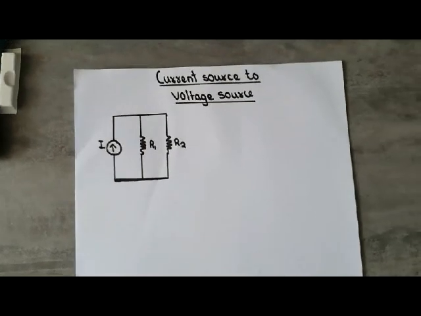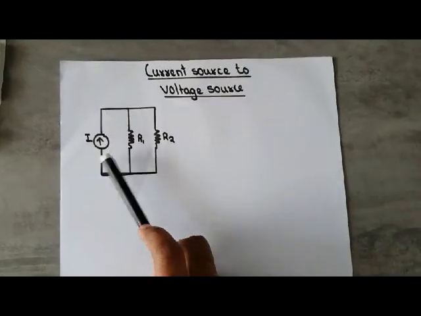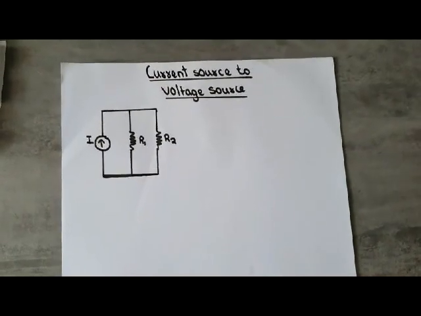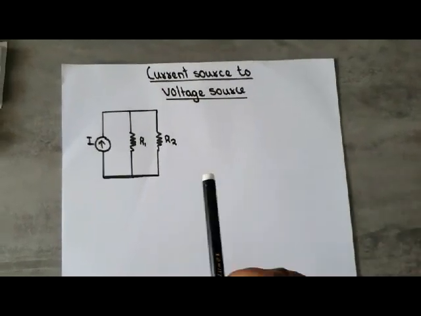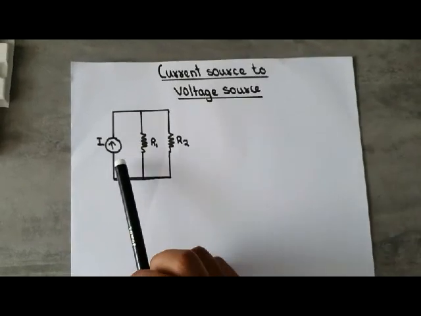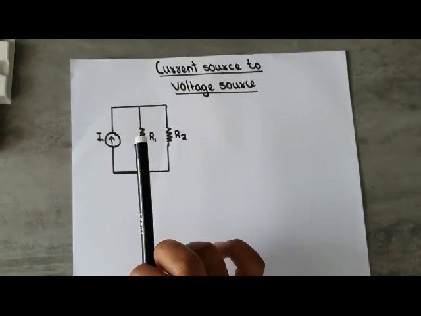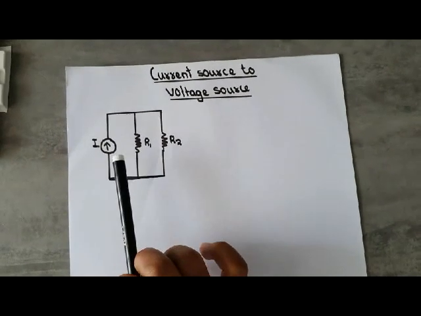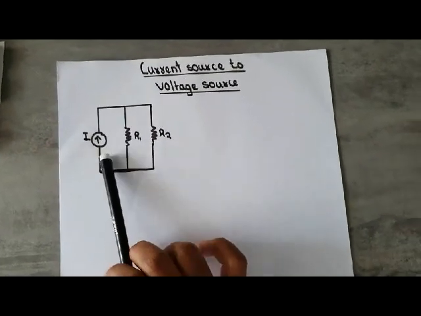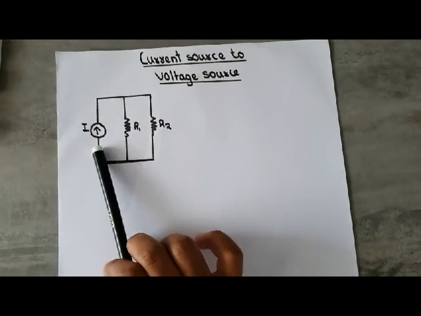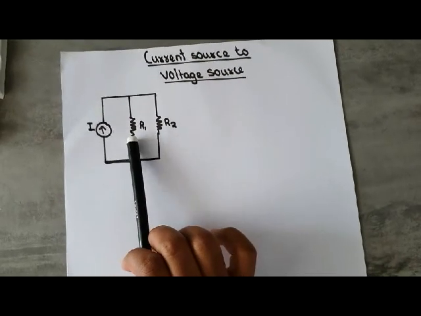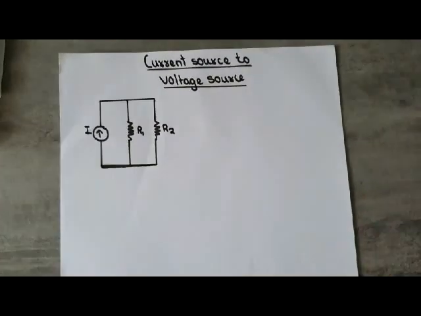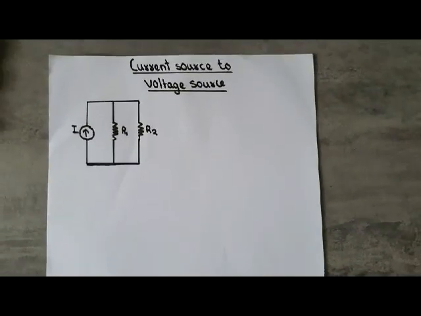Here I have a simple circuit and we have a current source and two resistances, R1 and R2. In current source to voltage source, the most important part is that the current source should be connected to a parallel resistance. Only then can this be converted to a voltage source. So in this circuit we have a current source that's parallel to a resistance, R1. Let's begin with it.